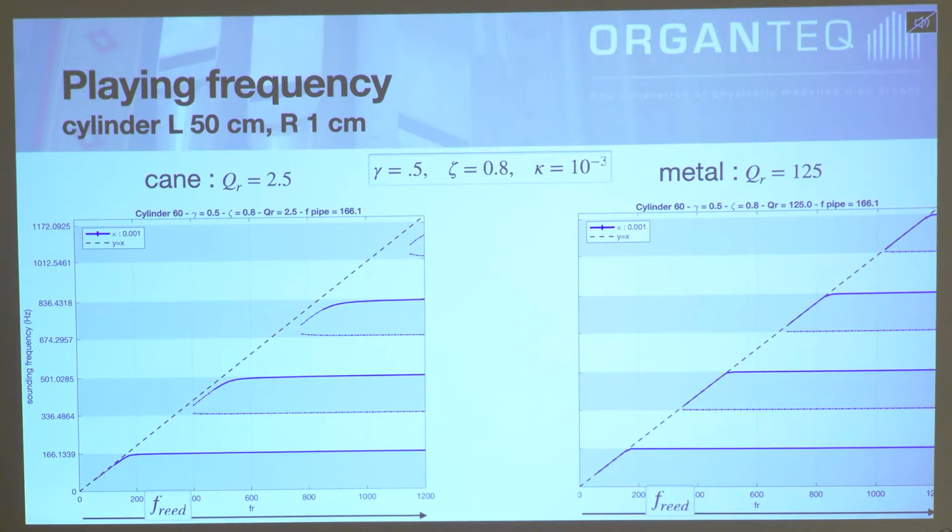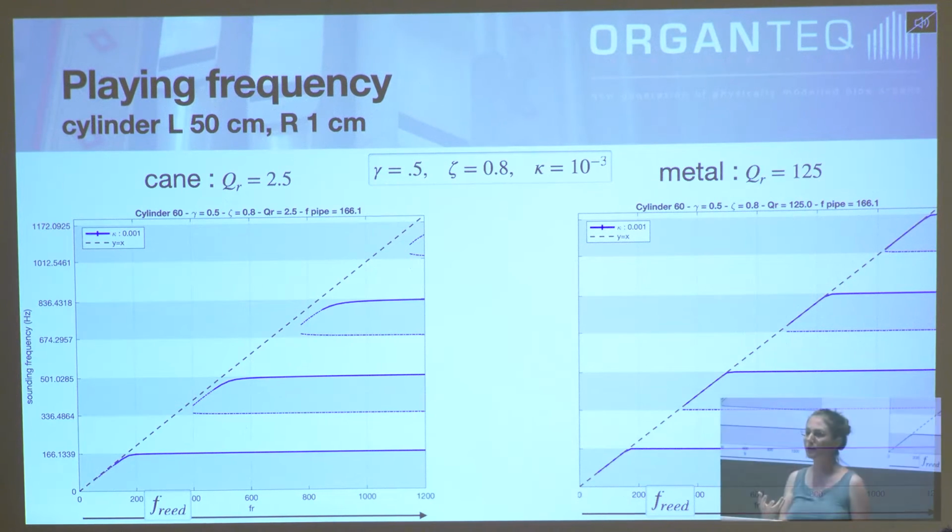Here I show you some results of a linear stability analysis of the system for a cylinder. So it means that at some point you can analyze this dynamical system and know when it's going to go into an oscillation, but it's not possible to predict exactly the frequency of the oscillation and how it will react, but it's a first guess.